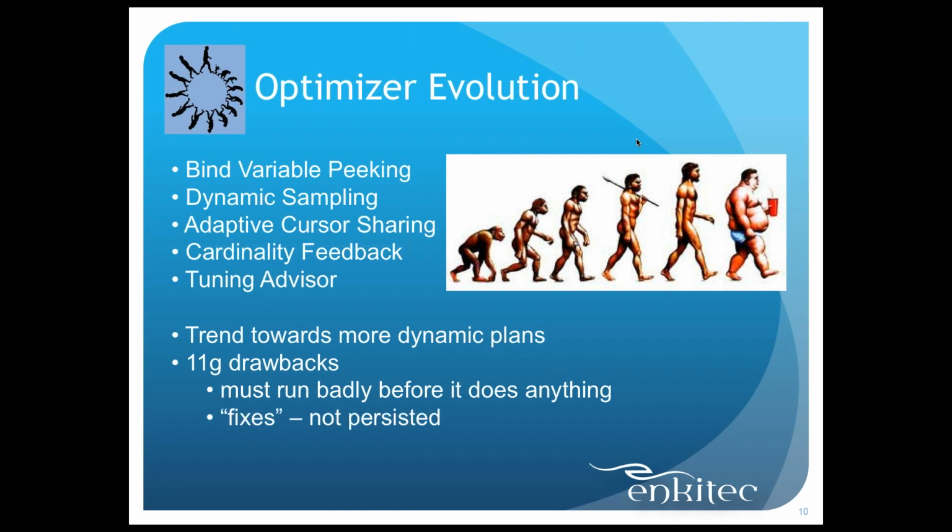The other drawback with 11G was that these dynamic fixes were not persisted anywhere. So cardinality feedback, for example, if it kicked in and got the plan right the second or third go-around, and your cursor got flushed out of the shared pool for any reason, it's going to have to relearn that information again. Which means that every time it gets parsed, you have the potential to have a bad execution plan that's going to cause you problems. So those are the two major shortcomings we had in 11G.